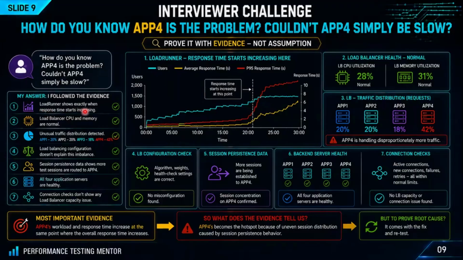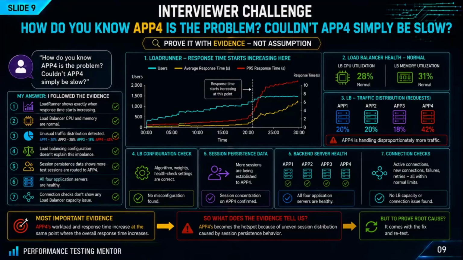First, LoadRunner shows exactly when the response time starts increasing. Second, load balancer CPU and memory are normal. Third, I find an unusual traffic distribution. Fourth, the load balancing configuration does not explain this imbalance. Fifth, the session persistence data shows that more sessions are being routed to App4. Sixth, all four application servers are healthy. And finally, the connection checks don't show any load balancer capacity issue.